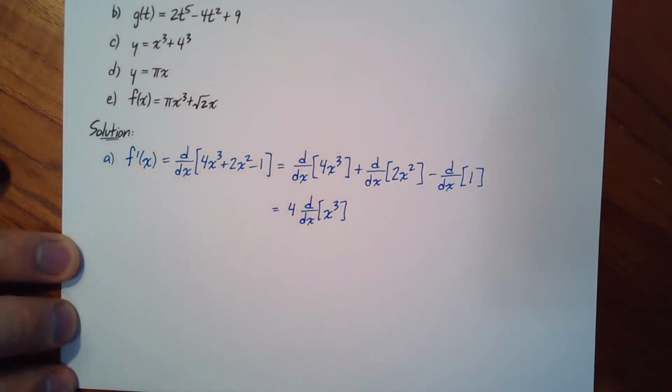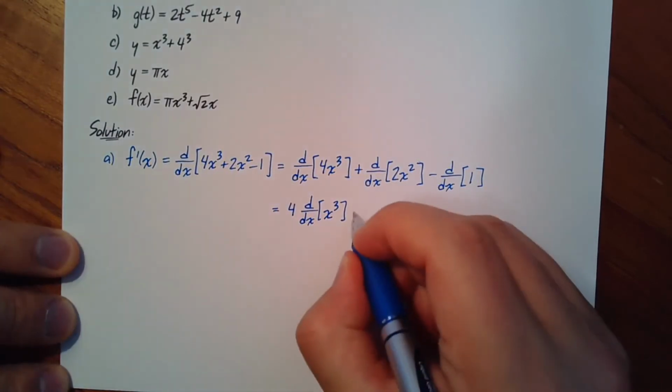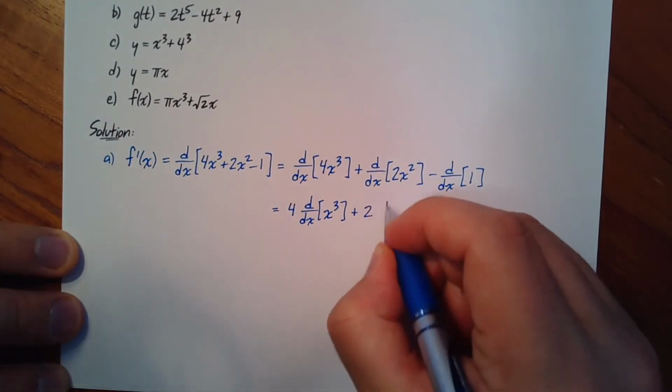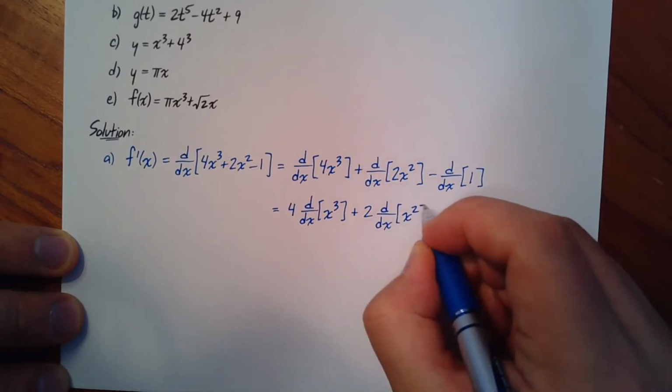of x cubed. And then here, I'll do the same thing, but I'll just pull the 2 out. That 2 can come out in front. So this is plus 2 times the derivative with respect to x of x squared.